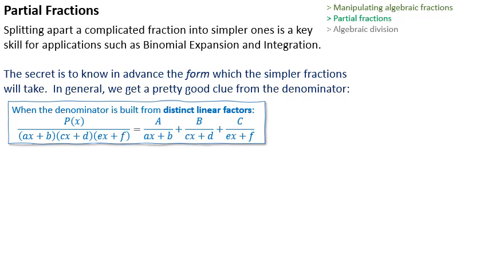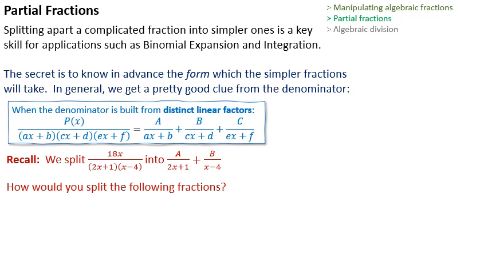So in this case, the one we've got on the screen, there's a cubic on the bottom. So the thing on the top is not allowed to be any more complicated than a quadratic. It could be a constant, it could be linear, it could be quadratic, but it's not allowed to be any more complicated than that. There are ways of dealing with them when they are, but we'll get to that when we do algebraic division.